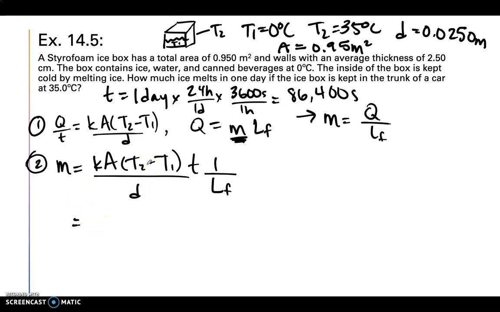Okay, so let's look at a couple things. So we need to find our K for styrofoam, and that's going to be in the textbook. We need to know our L sub F for ice, and let's see what that is. We did use that previously, so L_F is equal to 334,000 joules per kilogram. And so we just need to find our K.